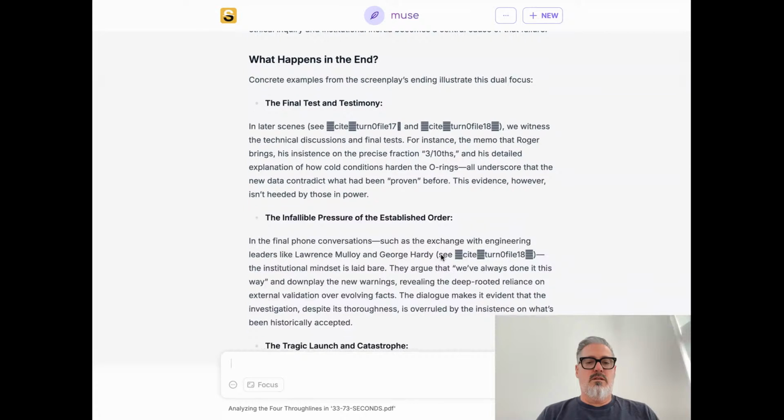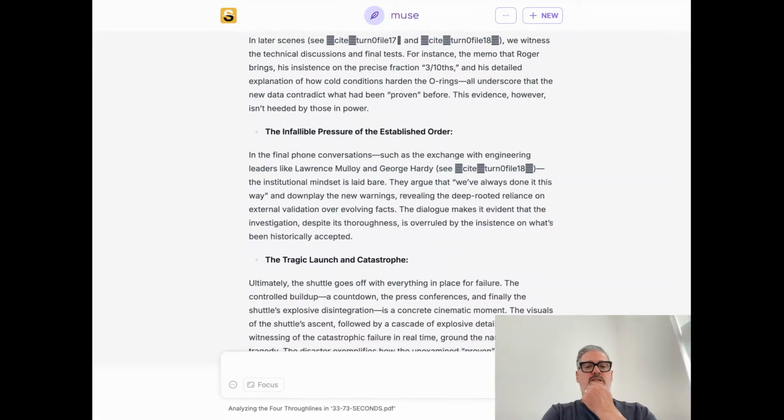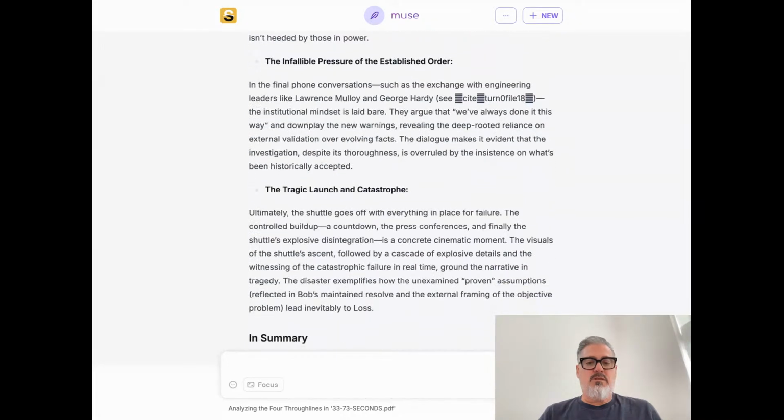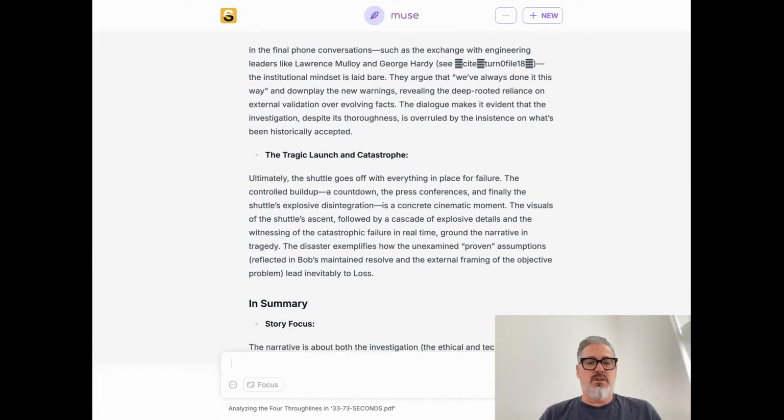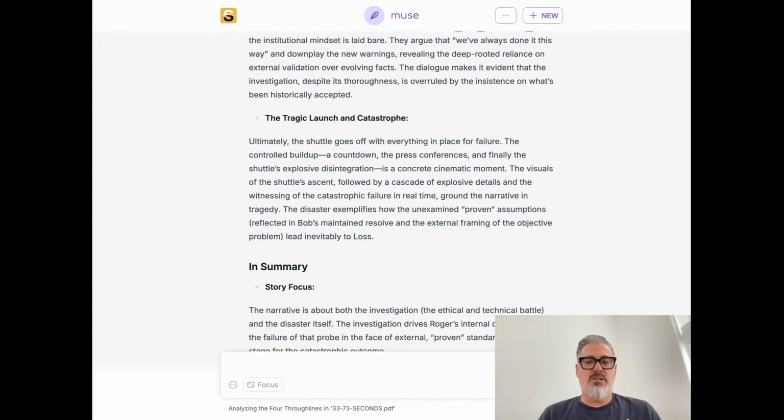Okay. Ooh, interesting. In the final film conversations with the engineering leaders, the engineer mindset theory that we've always done it this way. Oh, rad. Proven's like definitely the problem. Ultimately, the shuttle goes off with everything in place for failure: the controlled buildup, a countdown, the press conferences, and finally the shuttle's explosive disintegration is a concrete cinematic moment.